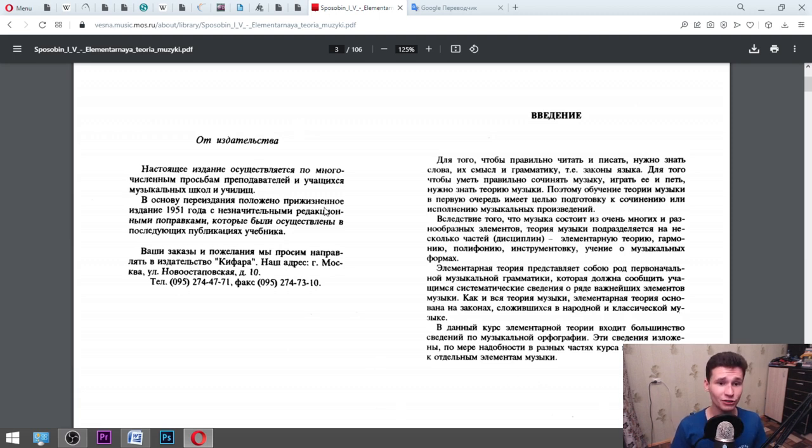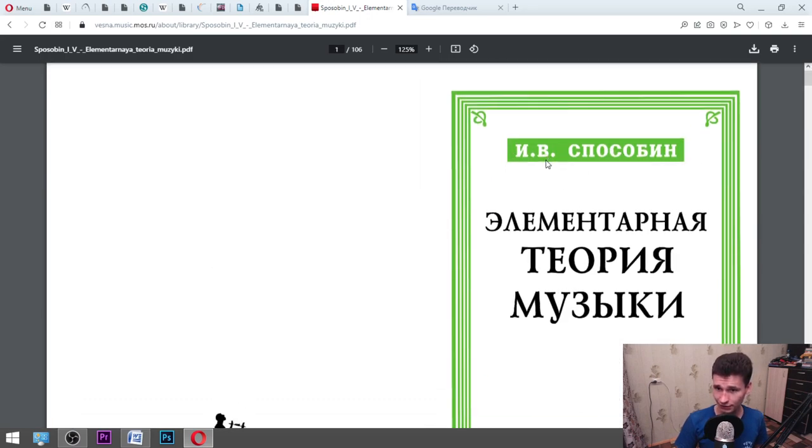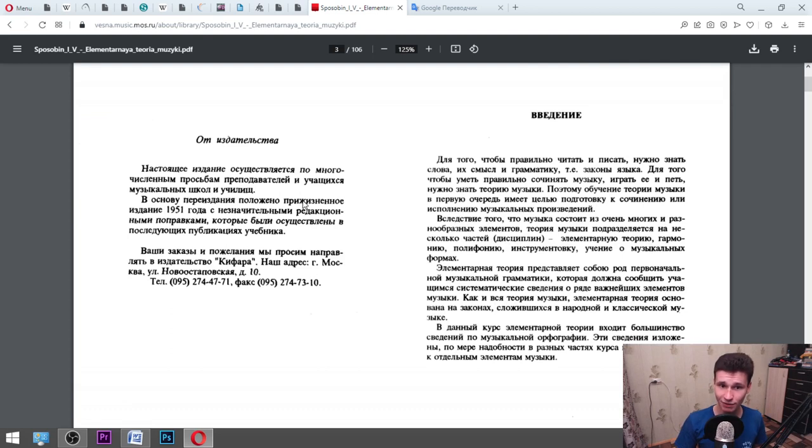В основу переиздания положено прижизненное издание 1951 года с незначительными редакционными правками, которые были осуществлены в последующих публикациях учебника. It means in the basis of the contents of переиздание. Переиздание means that they republished it, and republished it a lot of times. Положено прижизненное издание. Let's translate it from the end. We had прижизненное издание 1951 года. It means we had the edition during the life of Игорь Владимирович Способин, it is his name. Прижизненное издание means that he published it during his period of time, during his life.